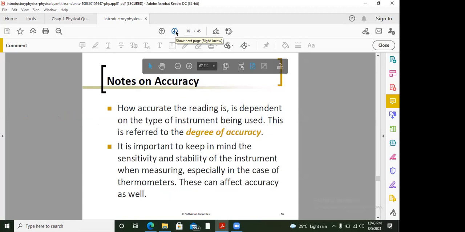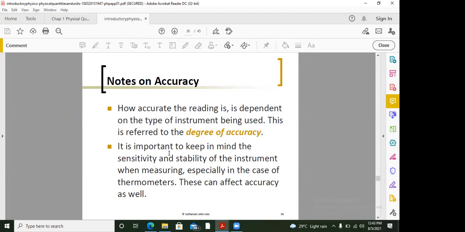Notes on accuracy: how accurate the reading is depends on the type of instrument being used. This is referred to as the degree of accuracy, meaning how accurately your instrument can measure things. Suppose we have different instruments to measure length only.